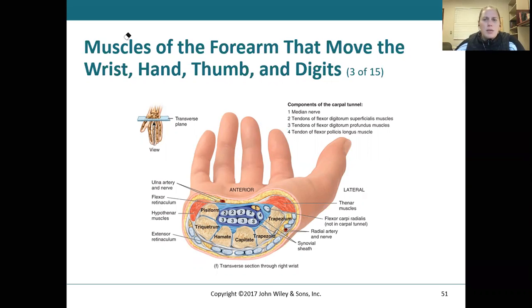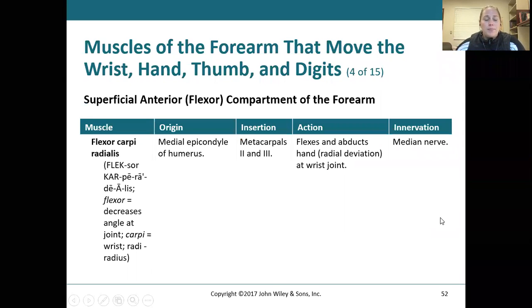know if we'll talk about that when we talk about diseases of the muscular system. We'll see. Okay, so first we have the flexor carpi radialis. Its origin is the medial epicondyle of the humerus. It's going all the way up there. The metacarpals 2 and 3 and flexes and abducts the hand. Radial deviation at the wrist joint, and its innervation is the median nerve.